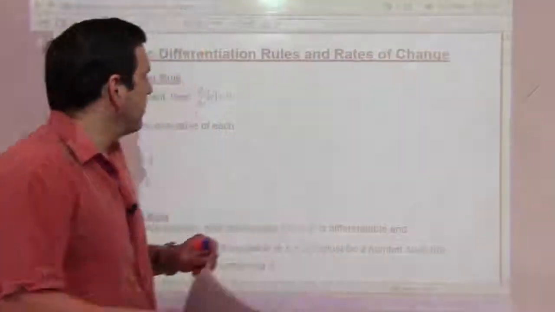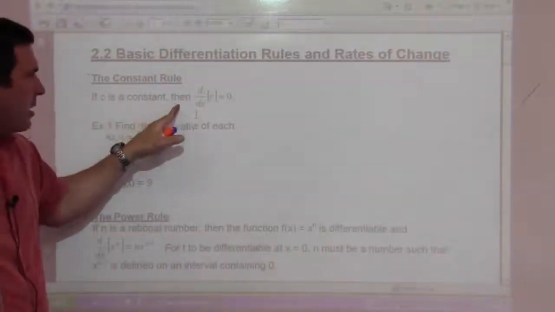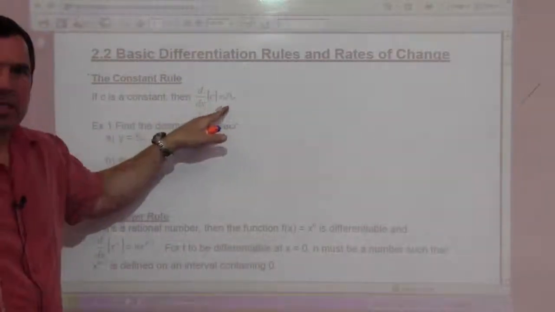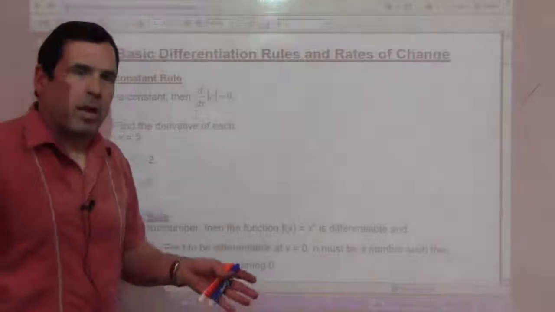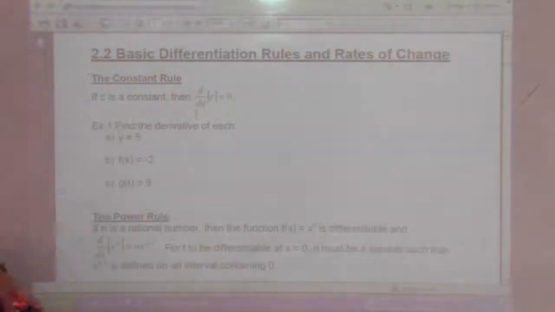So here we go. The constant rule. If c is a constant, then the derivative with respect to x of c is 0. When you take the derivative of a constant, it's always going to be 0. So find the derivative of each of the following.